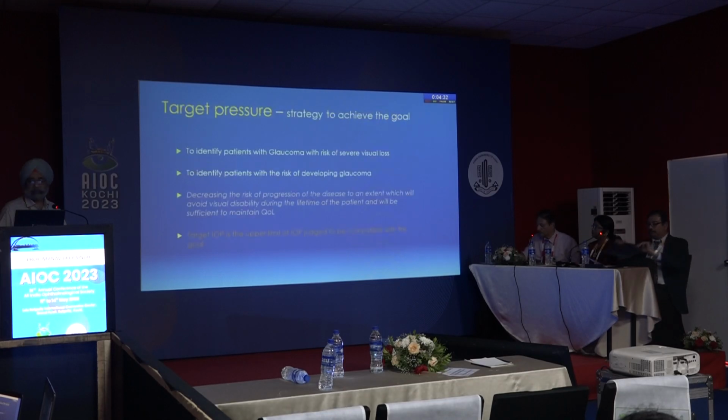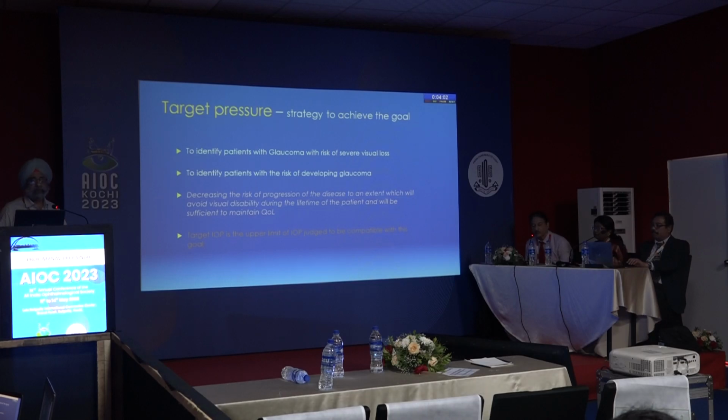This is from the European guidelines. So target pressure, this is the second part of my talk. Strategy to achieve the goal: to identify the patients with glaucoma and the risk of severe visual loss, and to identify patients at risk of developing glaucoma. Decreasing the risk of progression is most important, to an extent which will avoid visual disability during the lifetime of the patient and will be sufficient to maintain quality of life.